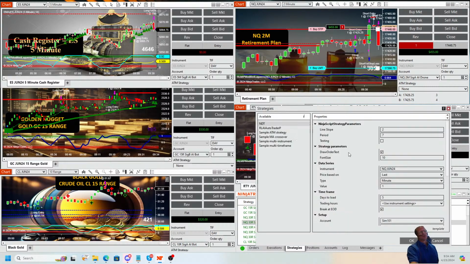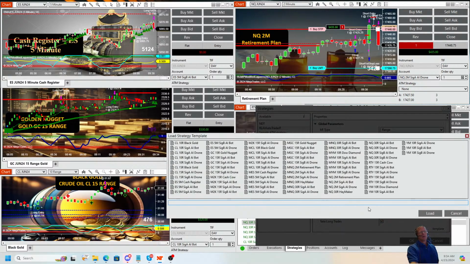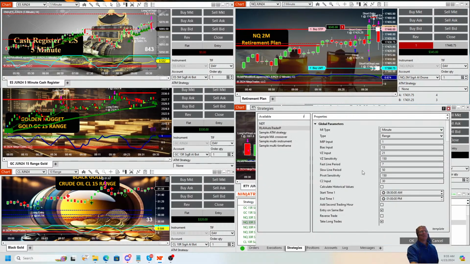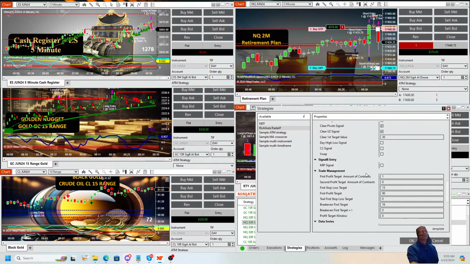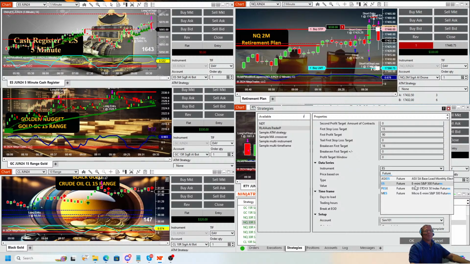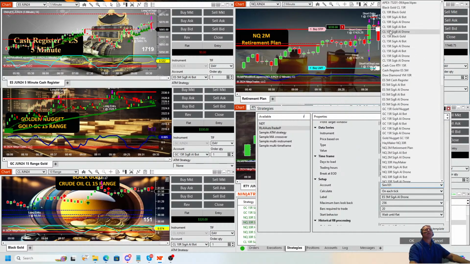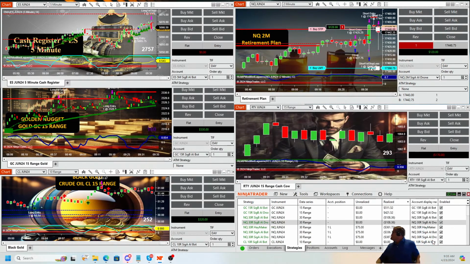So if I wanted to trade the ES, signal A, I would go to my available strategies, template, load, and I'm going to look for that ES signal A. And I'm going to load that one and throw it on my Apex account, make sure I'm on the right instrument. And I'll put it on this Apex account. Let me get the right account.